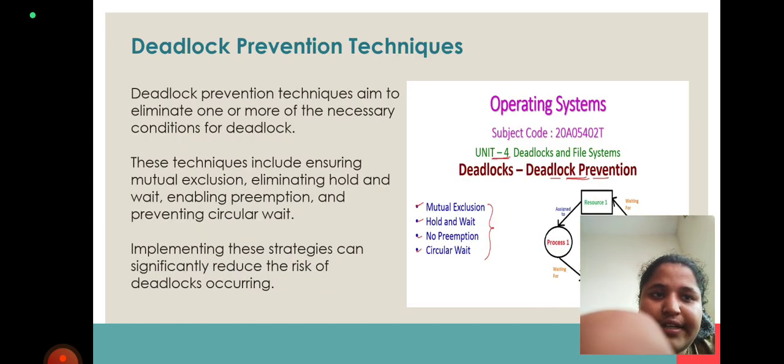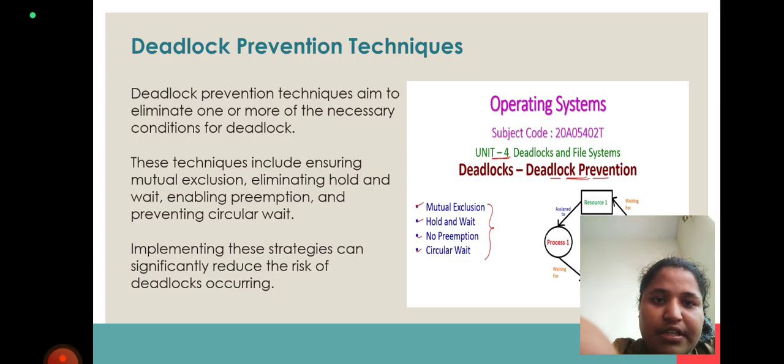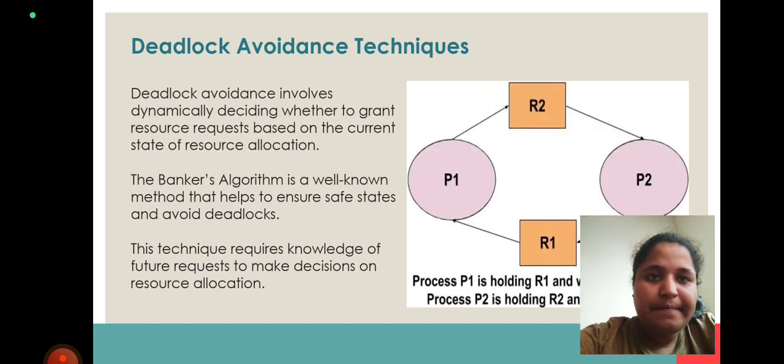Deadlock prevention techniques. Deadlock prevention techniques aim to eliminate one or more necessary conditions for deadlock. These techniques include ensuring mutual exclusion, eliminating hold and wait, enabling preemption, and preventing circular wait. Implementing these strategies can significantly reduce the risk of deadlock occurring.